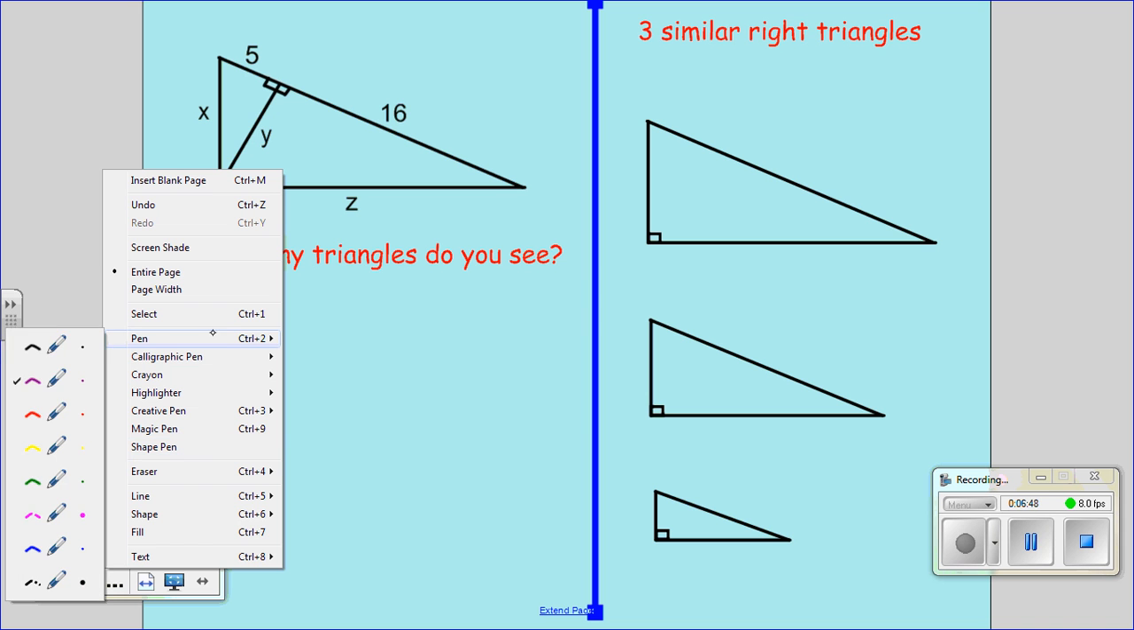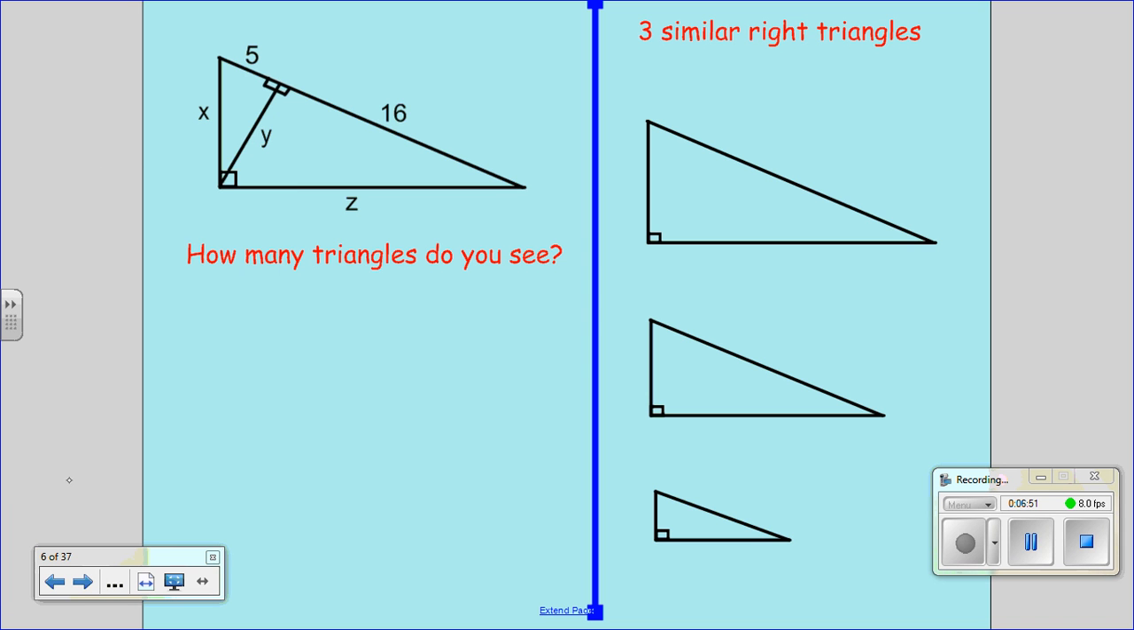Sometimes it's best to separate the triangles and relabel them so that you can see it clearly. So the biggest triangle, we know that x is the short side, z is the medium side, and then 5 together with 16 would make up the longest side, and that would be 21. And then on the medium size triangle, the shortest side is y, the medium side is 16, and the longest side is z. Z is across from the right angle on that one.